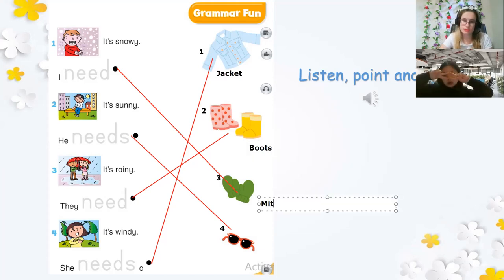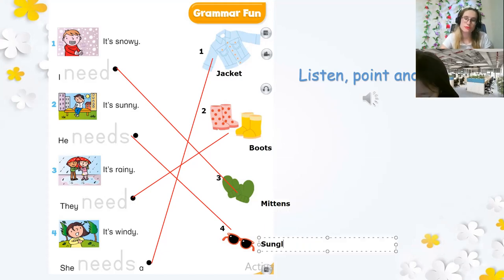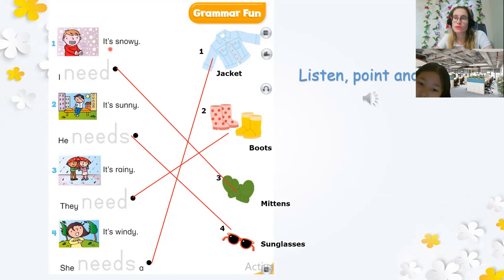Okay. Read for me. It's snowy. It's snowy. I can't hear you. Can you read? Focus here, please. Hannah, what are you doing? Only English work now. It's snowy.